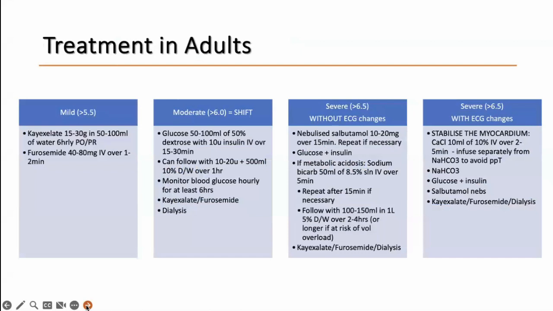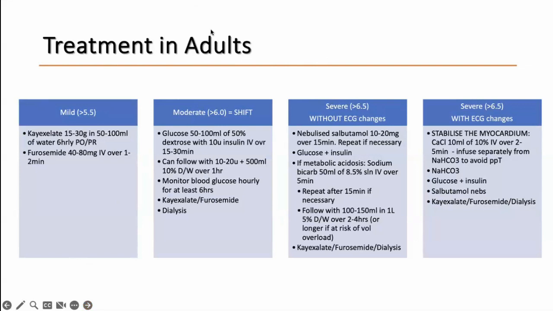It's a very wordy slide, so I will just summarize it and go into the key points here. So this is where the grading comes into play. For your mild, you can think about just using your adjuncts like K-oxalate and your loop diuretics to increase excretion. This is something that can be done in a ward. It's not necessarily something that needs to be done urgently, but does need to be monitored very closely.